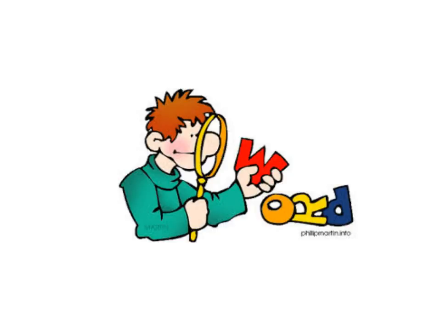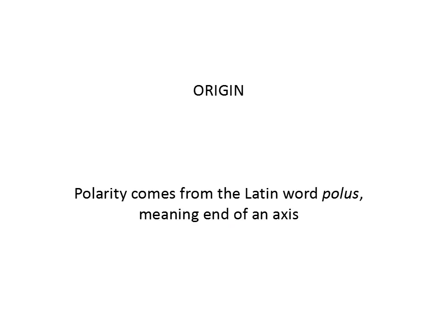Let's look at a vocab word. Polarity. Polarity has 4 syllables. Po, la, ri, ti. Polarity comes from the Latin word polus, meaning end of an axis.